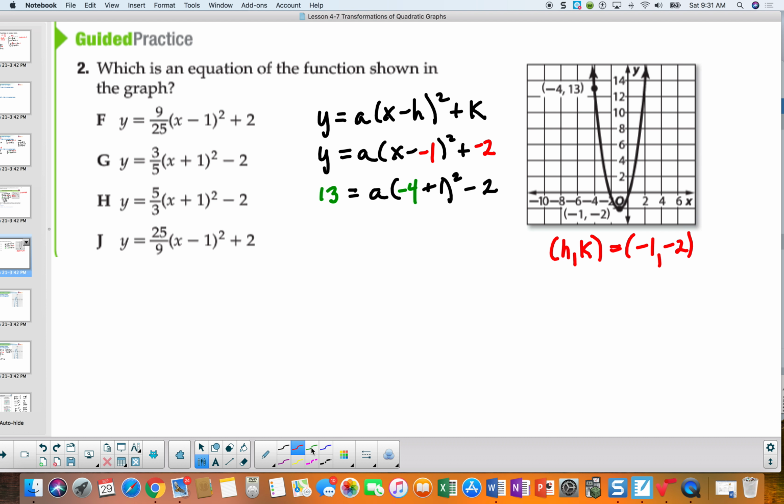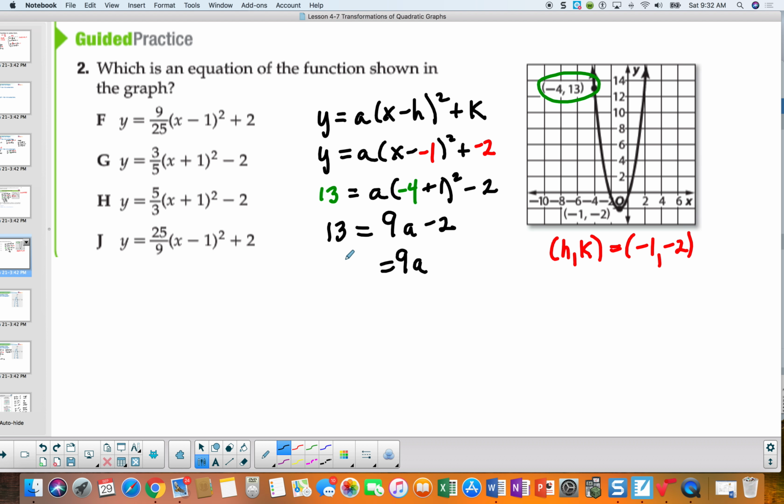And I also need to use my second point here. So everywhere I see a y, I'm going to write 13. Everywhere I see an x, -4. Now, some students will do both substitutions in the same line, and that's okay. Or you can do them one at a time. 13 is equal to, this will be -3 squared, which is 9a minus 2.